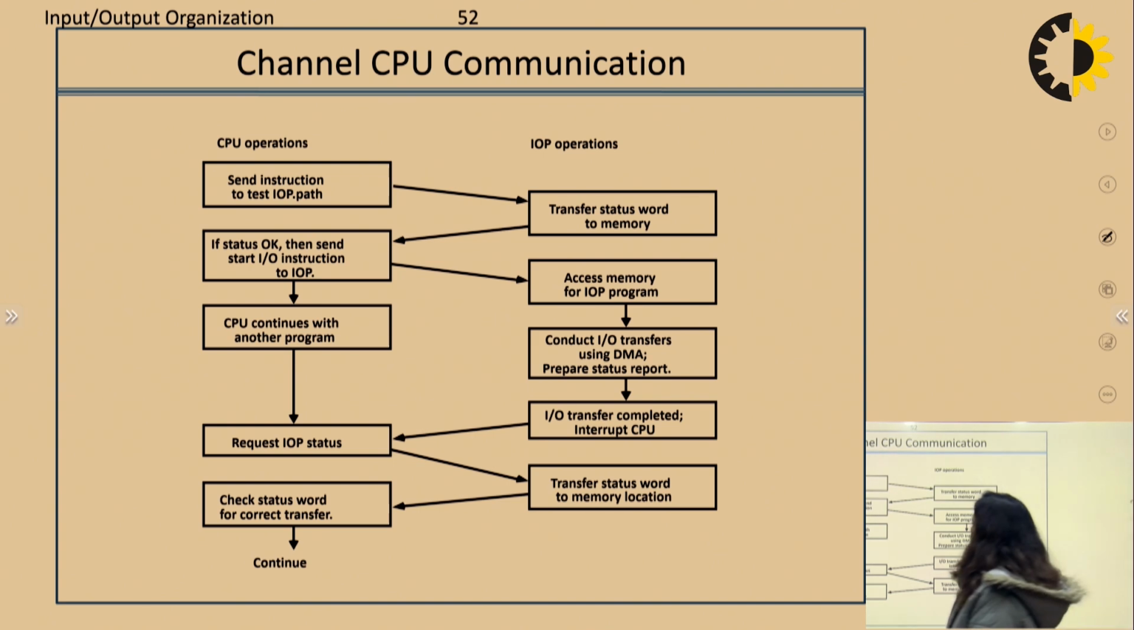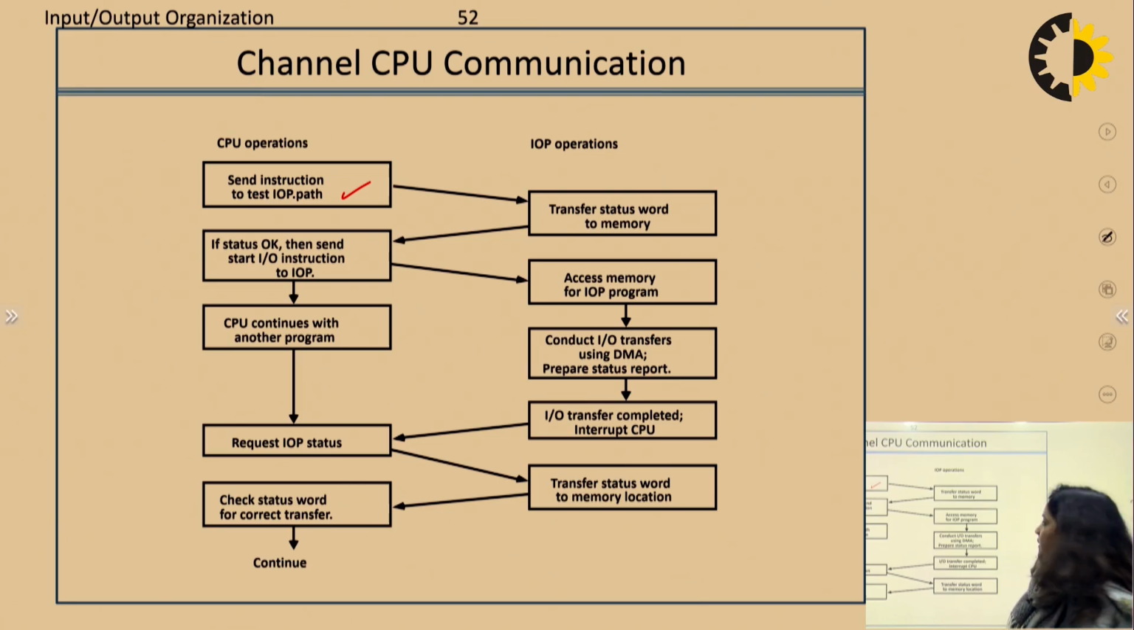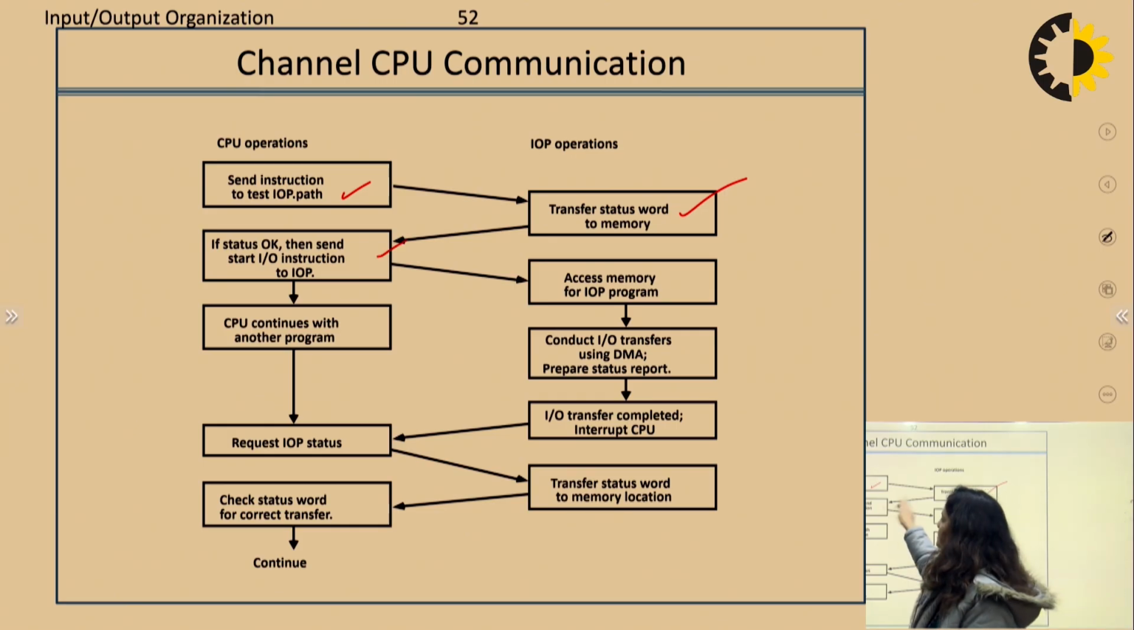Whenever the transmission needs to be initiated, the CPU first sends an instruction to test whether the IOP, the input-output processor, is available or not. The transfer status word in the memory indicates its availability, and if the status is okay, that is either 0 or 1.